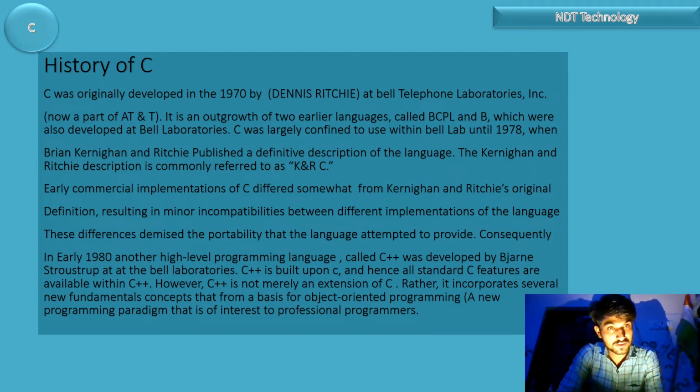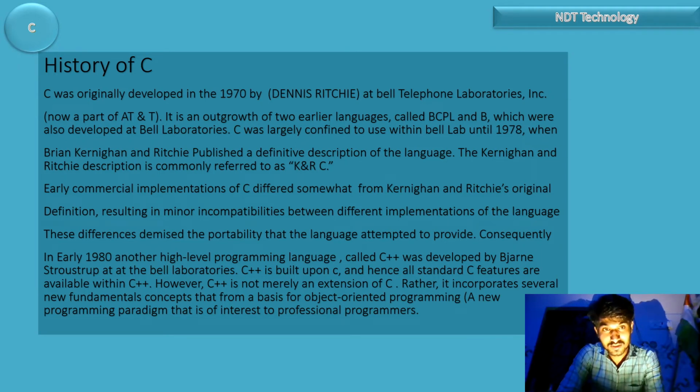Firstly, C was originally developed in 1970. So it is not a modern language developed in 2010; it was already developed in 1970, by Dennis Ritchie at Bell Telephone Laboratories. You know AT&T Bell Laboratories, American Telephone. Many projects nowadays come under AT&T Bell Laboratories. So Dennis Ritchie originally created C in the 1970s, and it is now part of AT&T.